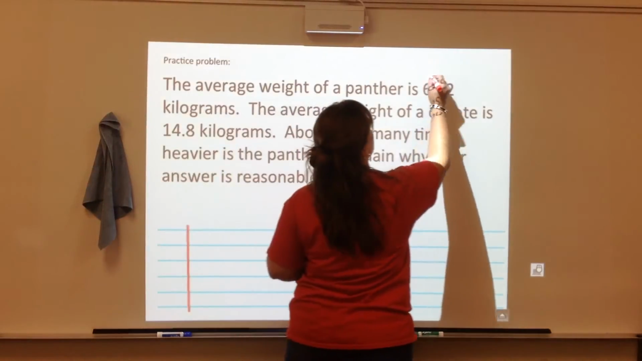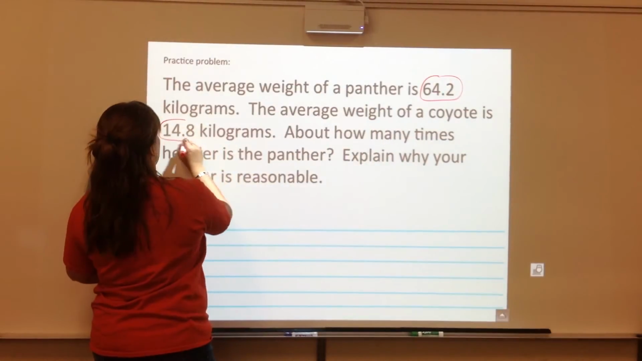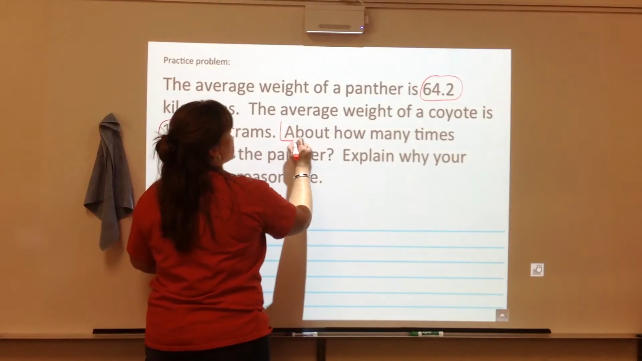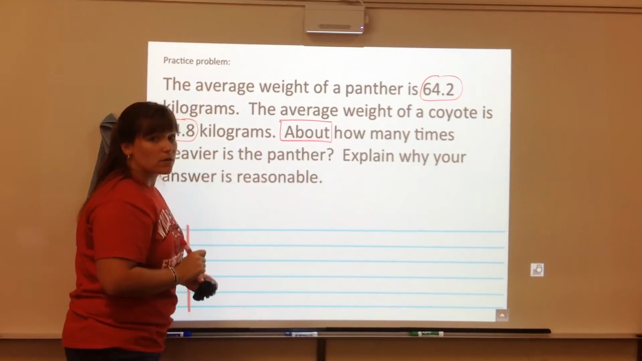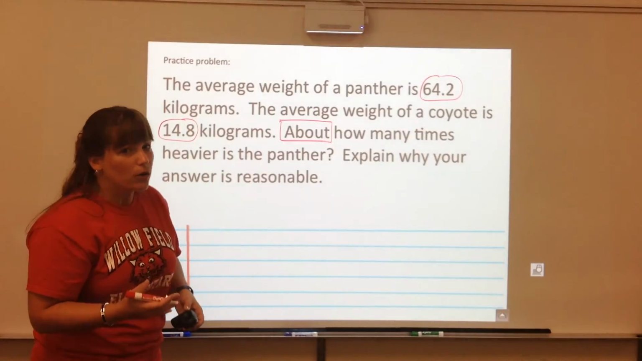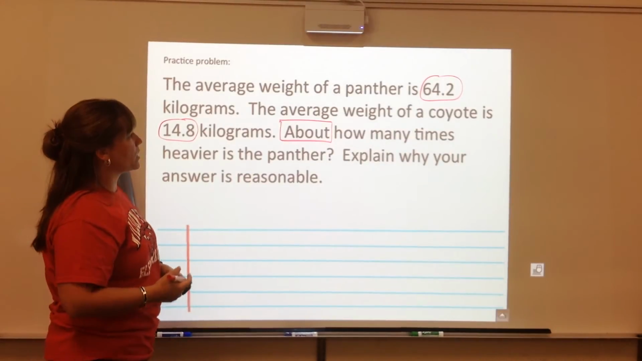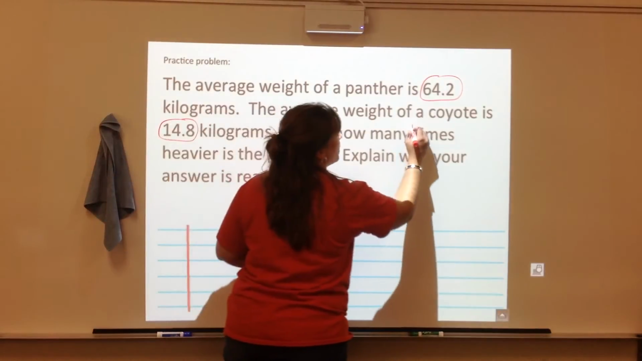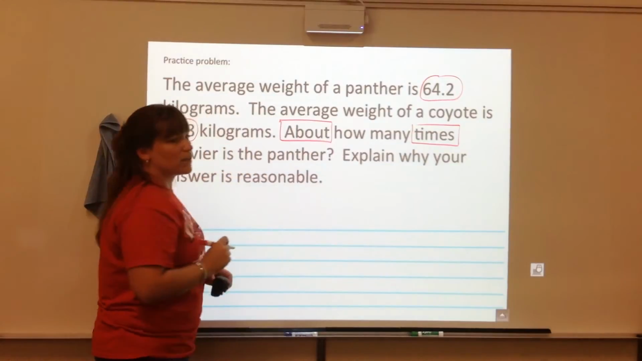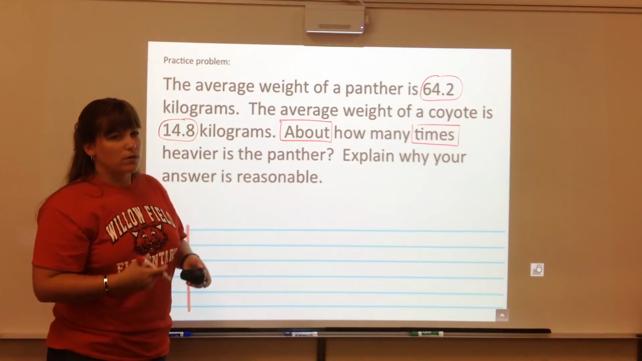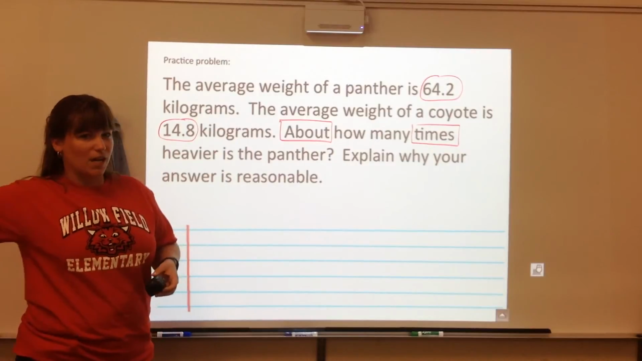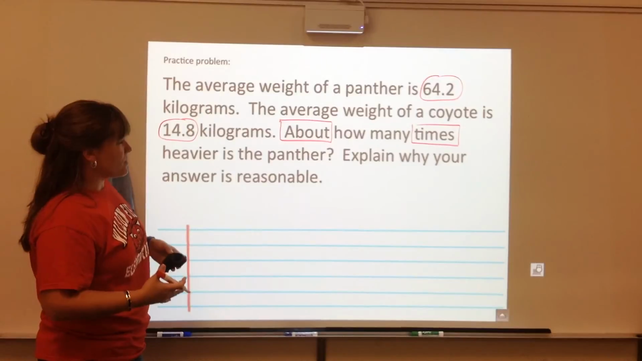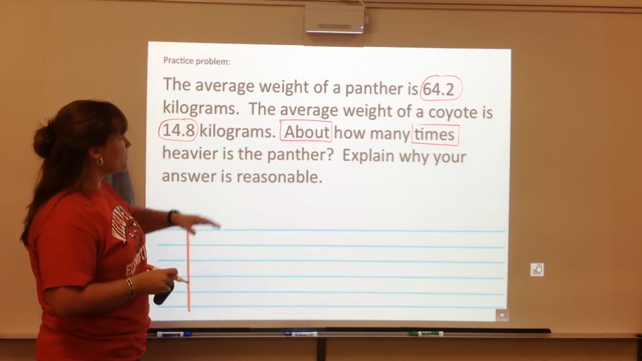Let's practice CUBES and mark up our problem first. So we need this number and this number. Those are the weights. Those are the important numbers. The key word here is "about." You heard me say about kind of obviously when I was reading it out loud. "About" tells us to estimate how many times heavier. Now that's a key word saying we're going to be taking something and figuring out how many times heavier it is. But if we're really thinking about what we're given, we're actually going to have to divide.